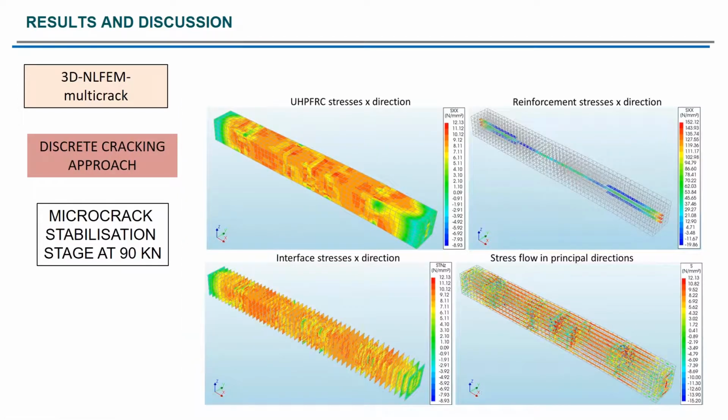Now, if we go on to the microcrack stabilization stage at 90 kilonewtons, we see here the evolution of the normal stresses in the concrete and in the reinforcement. In this case, all the matrix is cracked, and we've focused our attention on the stress flow in principal directions. We see here certain localized crack formation in different sections, and this is mainly because we are dealing in this particular case with concrete with some strain softening.